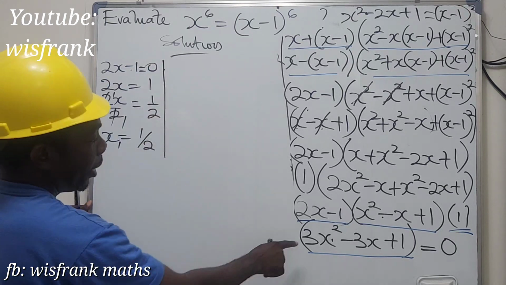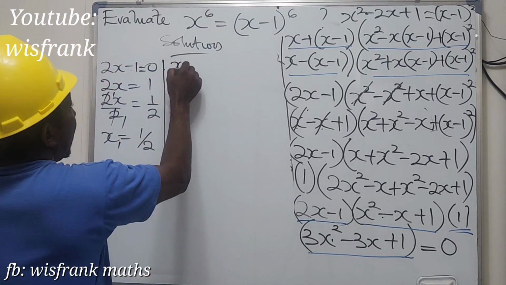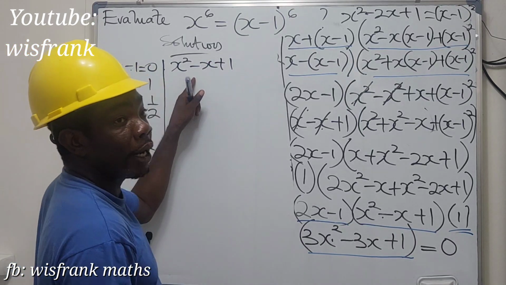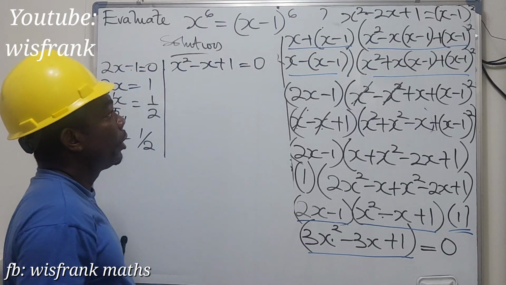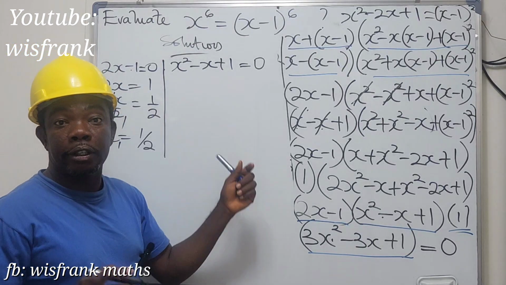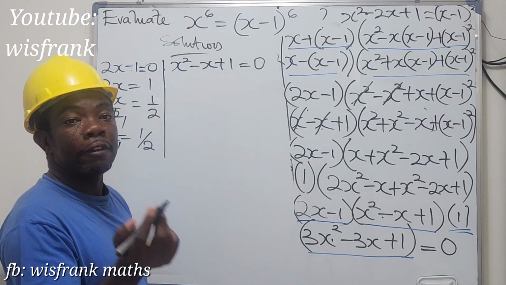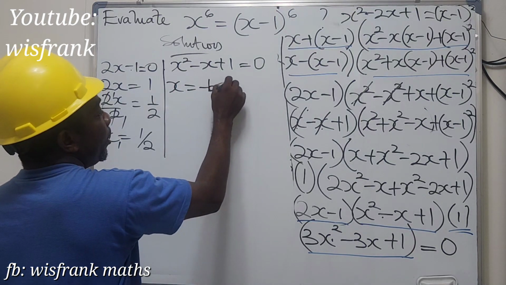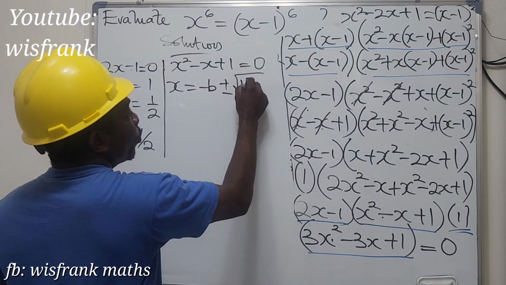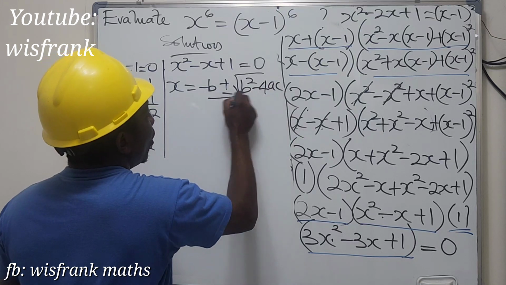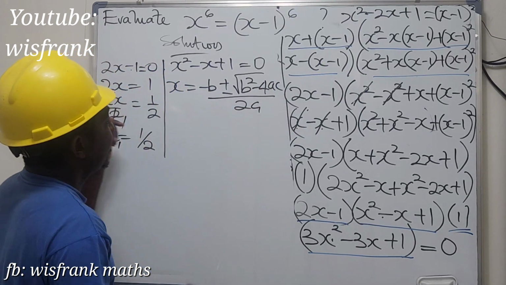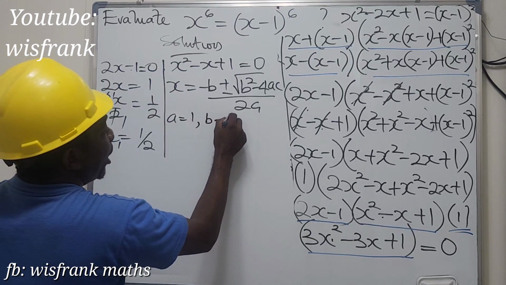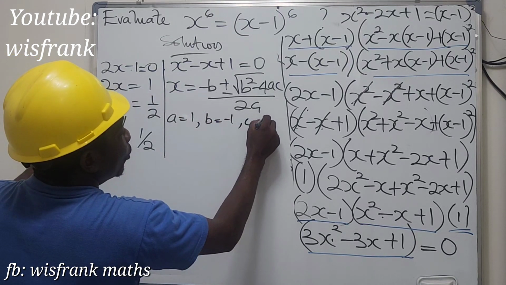So the second one, we take x squared minus x plus 1 equals 0. This is a quadratic equation. We are going to use the quadratic formula to find the value of x. So x equals minus b plus or minus square root of b squared minus 4ac all over 2a. In that case, our a equals 1, then b equals minus 1, then c equals 1.